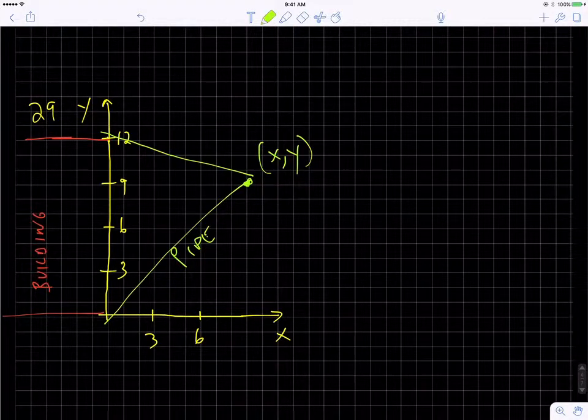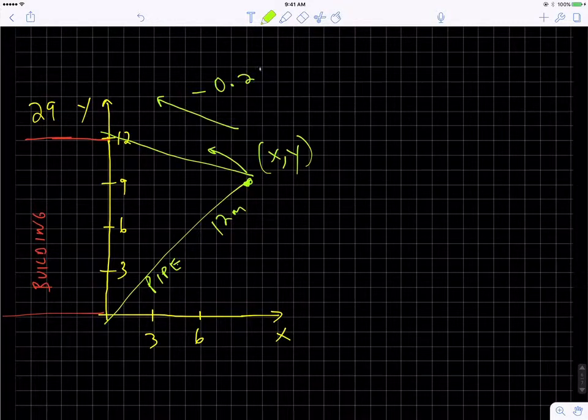The winch is up on the building. The building is 12 meters high. The pipe is 12 meters long. The winch is pulling the pipe towards the top of the building to stand it upright. The rate at which it is pulling it in is that distance will get smaller. That's why it's a negative rate. It's 0.2 meters per second.